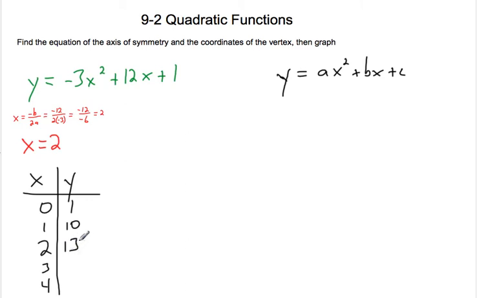And notice what happens when we plug in 3. We're going to get 9, so we get negative 27 plus 36. So we're up to 9 plus 1 is 10. Because remember, now our middle value is right here. And so 1 and 3 are going to be the same, and 0 and 4 are going to be the same. So 4 is going to be 1, but we can double check it here. So 16 times negative 3 is negative 48 plus 48. So negative 48 plus 1.